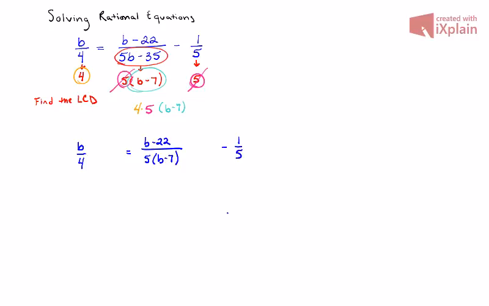Okay, so let's go through and do the checklist. First off, I know that for my b over 4, it needs a 5. So I'm going to multiply the top and the bottom by a 5, and it needs a b minus 7. So let's move on to our next term on the right-hand side. It looks like it has the 5 already. It has the b minus 7, but it needs the 4. So I'm going to multiply the top and the bottom by a 4.